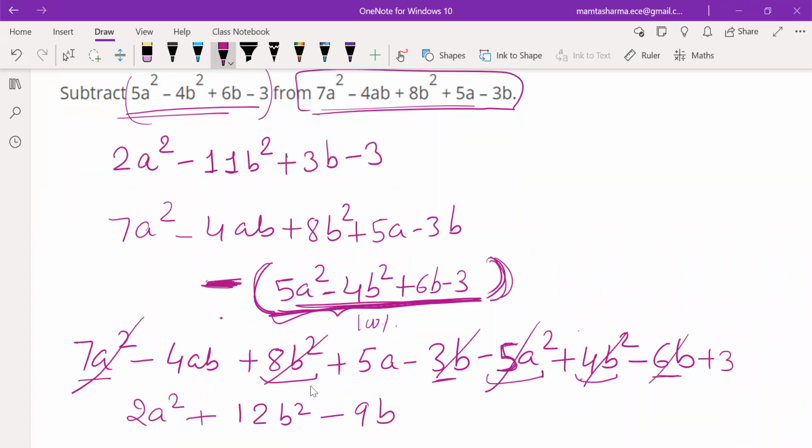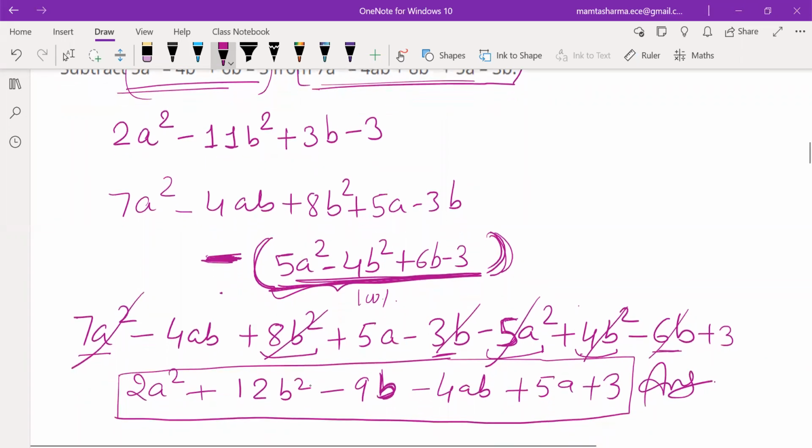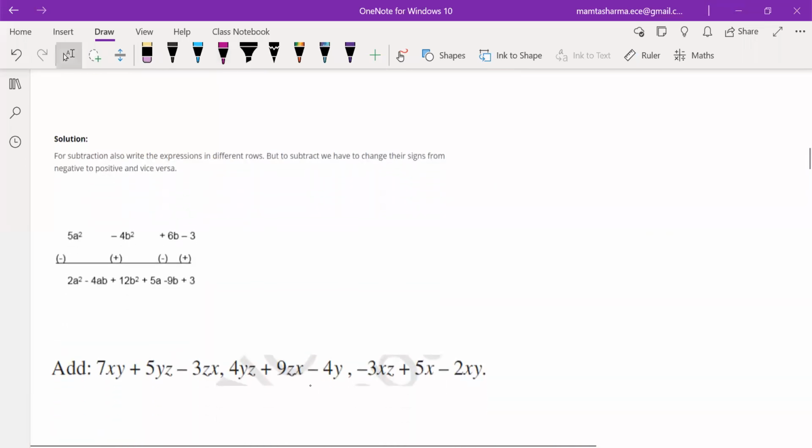Last left out terms are, Manideep. Yes, ma'am. Minus 4ab plus 5a and plus 3, ma'am. Okay. No more like terms, right? No more like terms. It means you could not simplify it further. So that would be the final result. Okay, got it? Clear? Yes, ma'am.